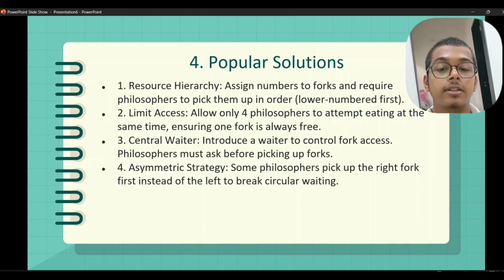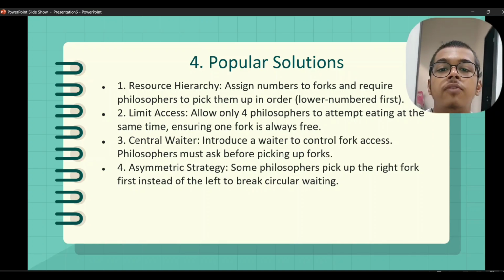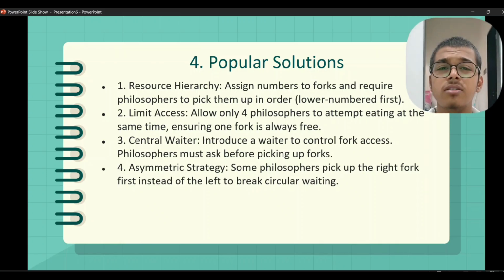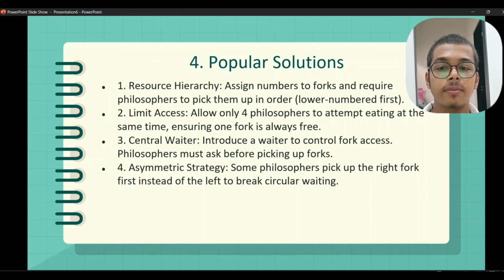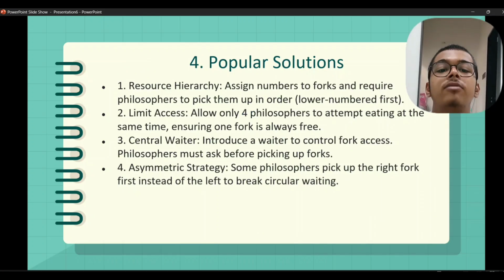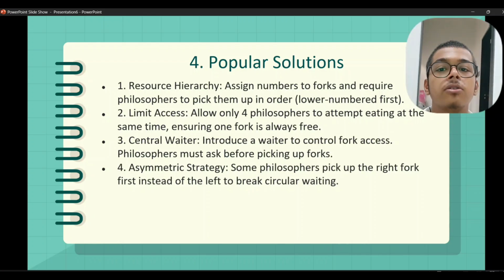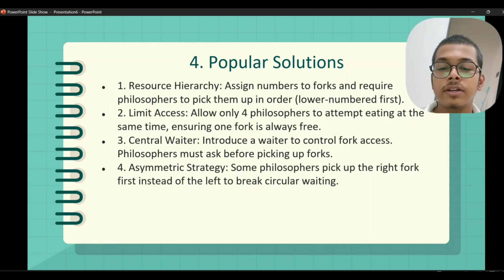Now, what is a central waiter? Introduce a waiter to control fork access. A philosopher must ask before picking up forks. This is similar to mutual exclusion, in which only one philosopher can pick up the chopsticks. Now, asymmetric strategy. Some philosophers pick the right one, some pick the left one, causing the circular wait or deadlock chain to break.